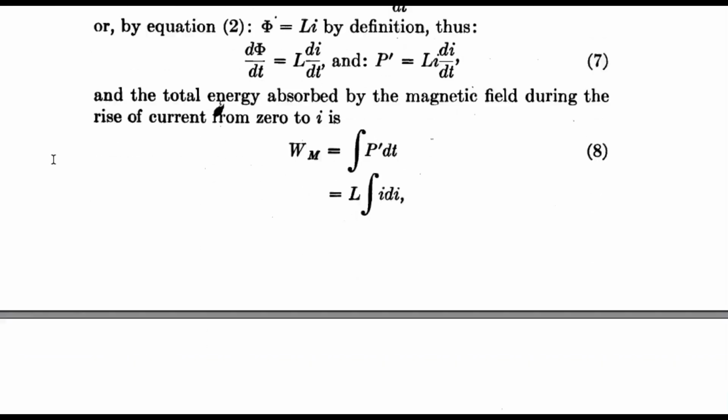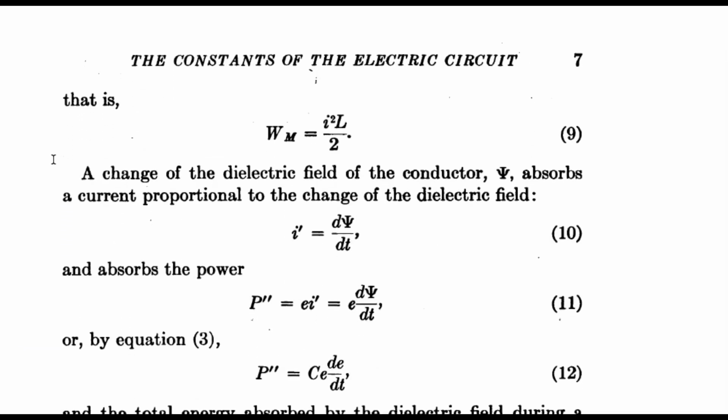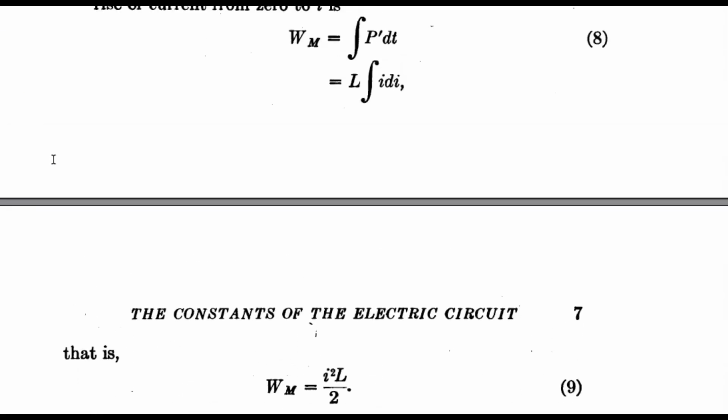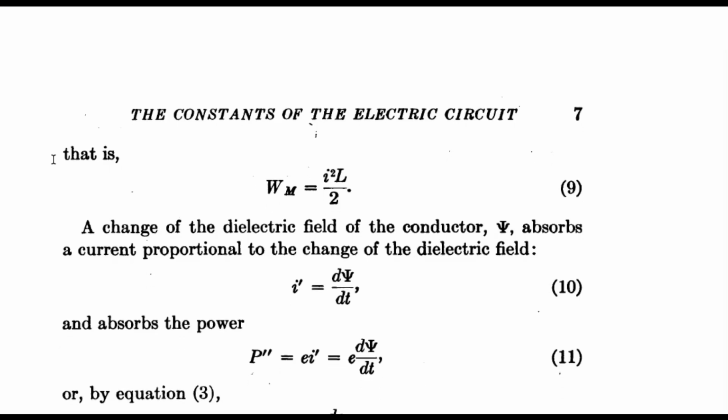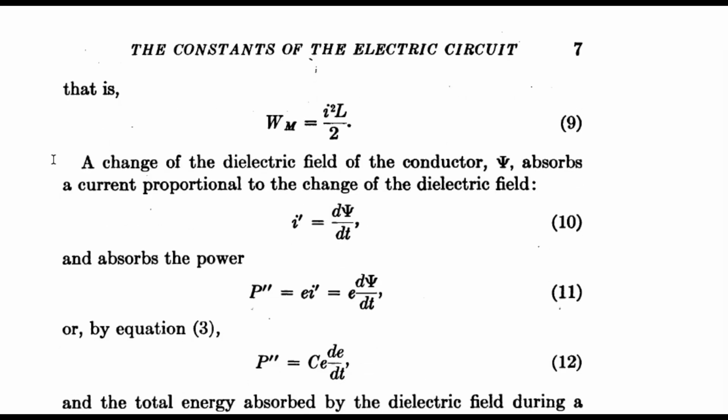That is, the energy stored in the magnetic field of the circuit, represented as W sub m, is equal to 1/2 of I squared times L. A change of the dielectric field of the conductor, represented as psi, absorbs a current proportional to the change of the dielectric field.